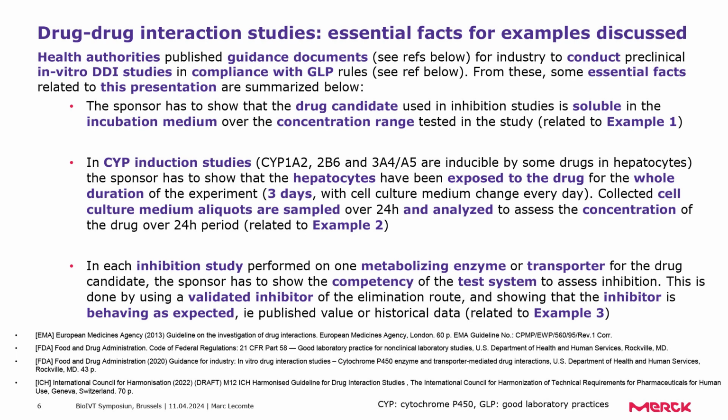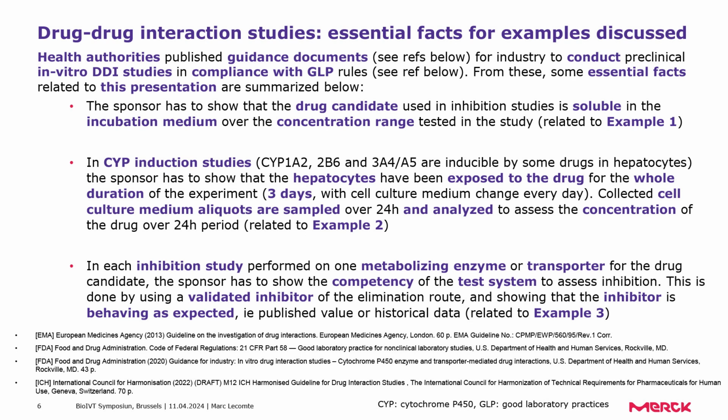The third fact is, if you pursue an inhibition study on one metabolizing enzyme or transporter for your drug candidate, you have to show the competency of the test system to assess this inhibition. This is done by using a validated inhibitor of the elimination route and showing that the inhibitor is behaving as expected, meaning relating to historical data that you have or to published data.